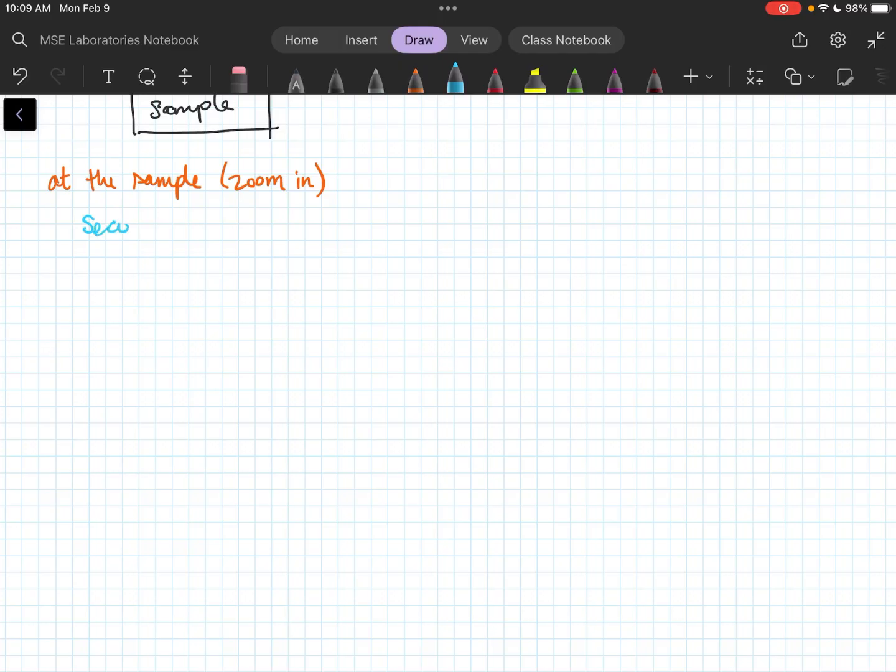So the first one is called secondary electrons. That's going to be written 2 with a little degree symbol, and the E minus. It's not super clear. We'll also sometimes call this SE for secondary electron.